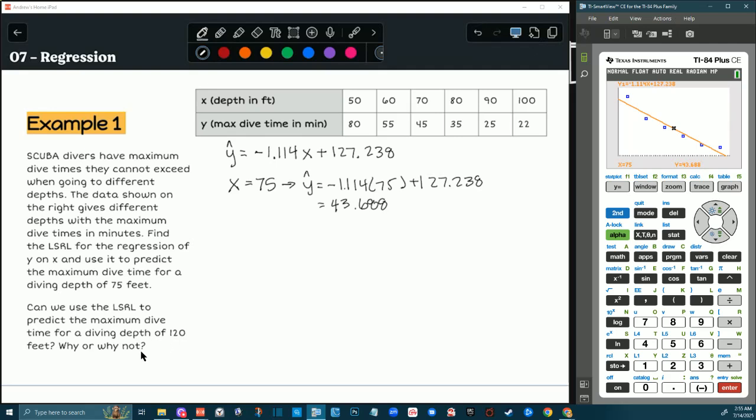The second part of this question says, can we use the LSRL to predict the maximum dive time for a diving depth of 120 feet, why or why not? And looking at my data, my minimum x value is 50, my maximum x value is 100. A general rule for statisticians is you should not use least squares regression lines to make predictions outside of the actual values that you have for x.